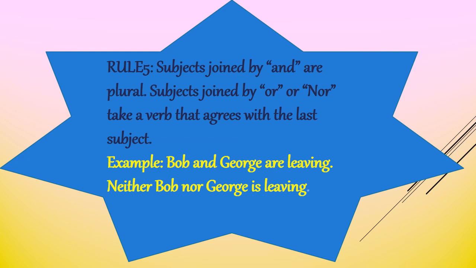But when two subjects are joined with nor or or, we take a verb that agrees with the nearest subject. For example, Bob or George is living. Here the nearest subject is George, that is singular. That's why is living is used. And if two subjects express one idea, we use the singular form of the verb, like bread and butter makes a good breakfast, slow and steady wins the race.